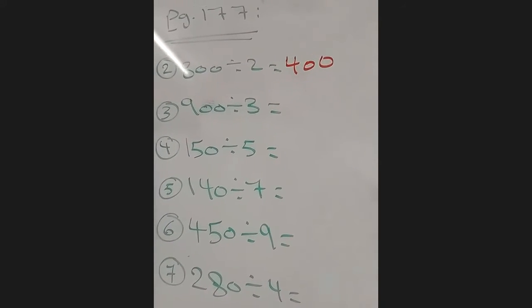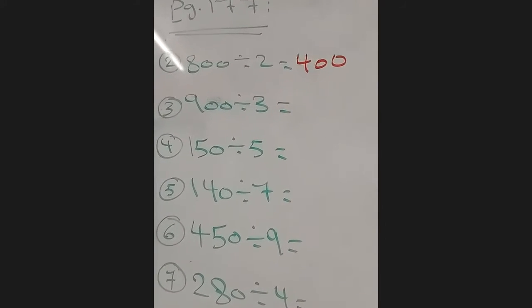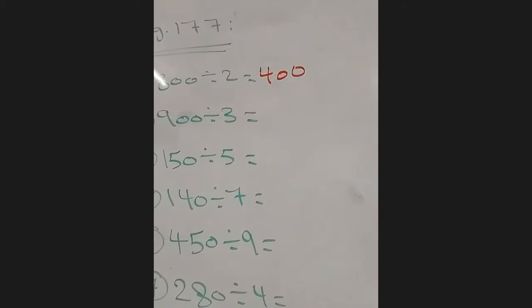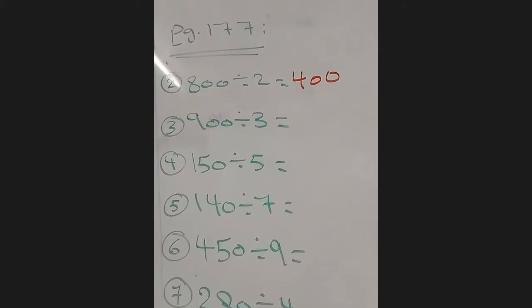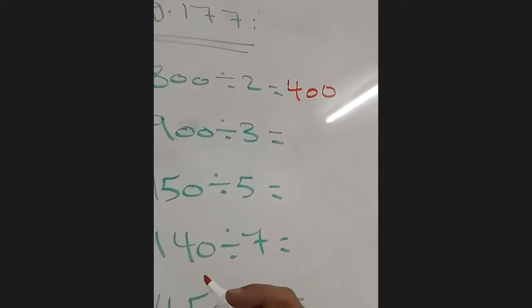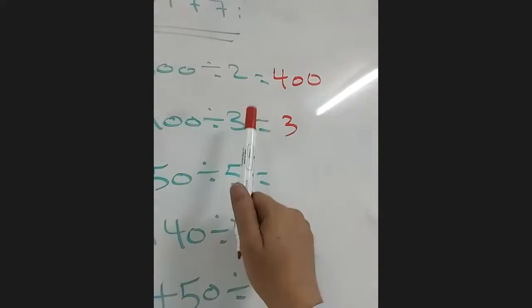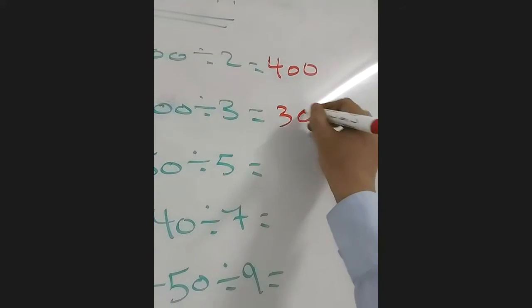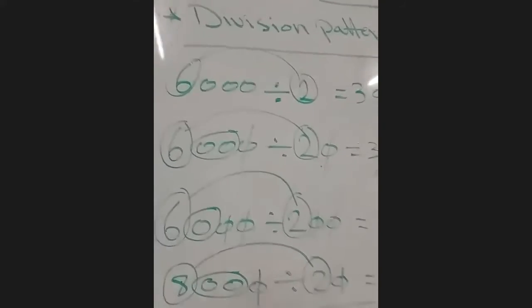3 divided by 9? No, mister, it is not 3 divided by 9. It is 9 divided by 3. Okay, 9 divided by 3 equals 3. Do we have zeros to cross? No, we put the 2 zeros. So the answer is what? 300.